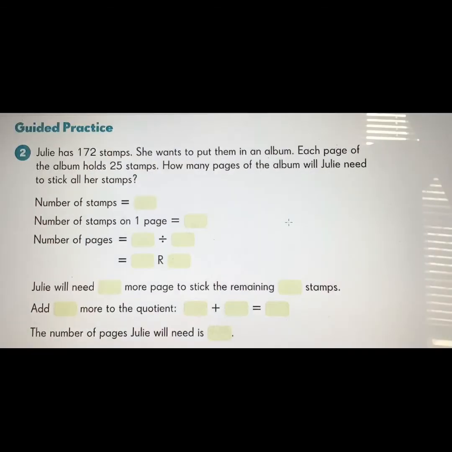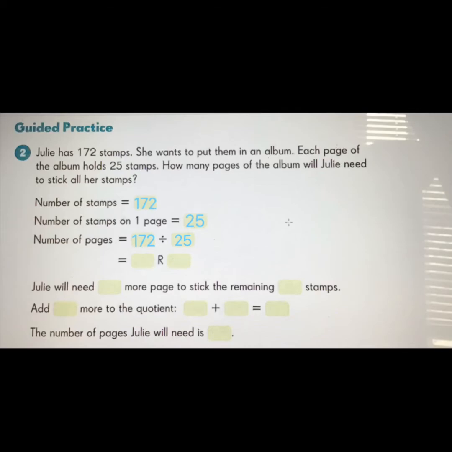Julie has 172 stamps. She wants to put them in an album. Each page of the album holds 25 stamps. How many pages of the album will Julie need to stick all her stamps? Let's first identify our important details. We know Julie has 172 stamps. We know that Julie wants to put her stamps in an album. We also know that each page of the album holds only 25 stamps, which is just, in other words, one page can hold 25 stamps.